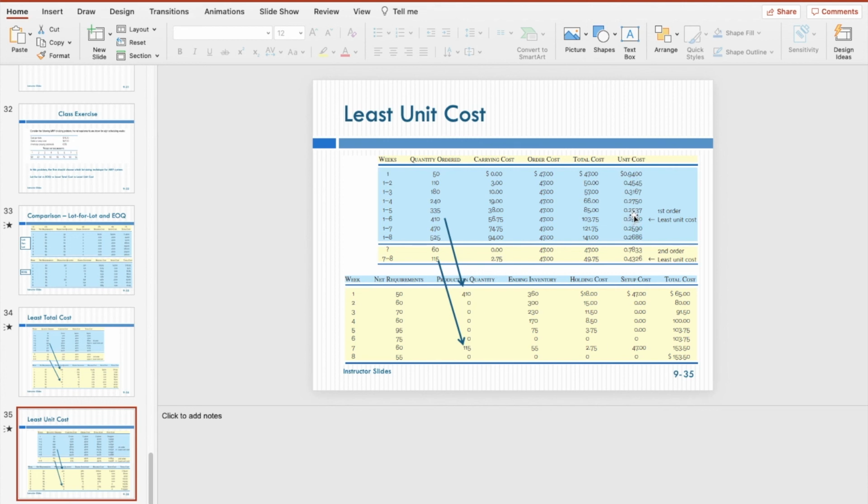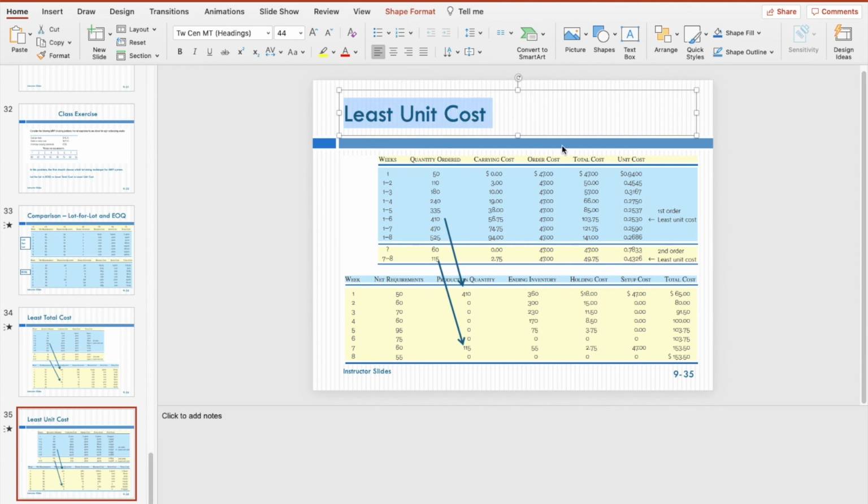For example, this 0.2537. How to get this? You use 85 divided by 335. That will give you 0.2537. That's it. Very simple. Now, if you calculate all of them, the least unit cost technique will pick the one that corresponds to the lowest unit cost. Which one? 0.2530. This is the lowest, right?